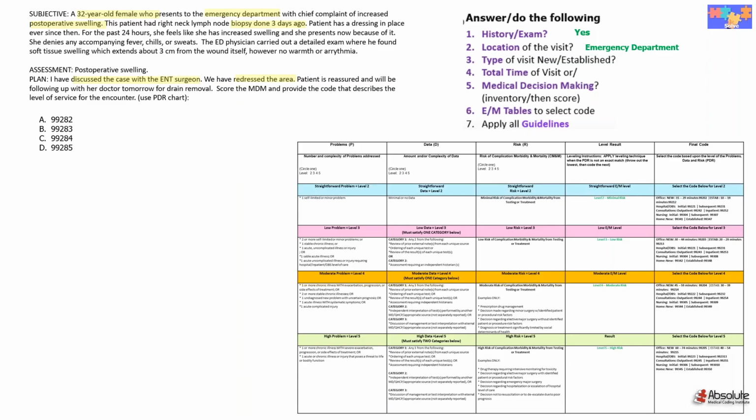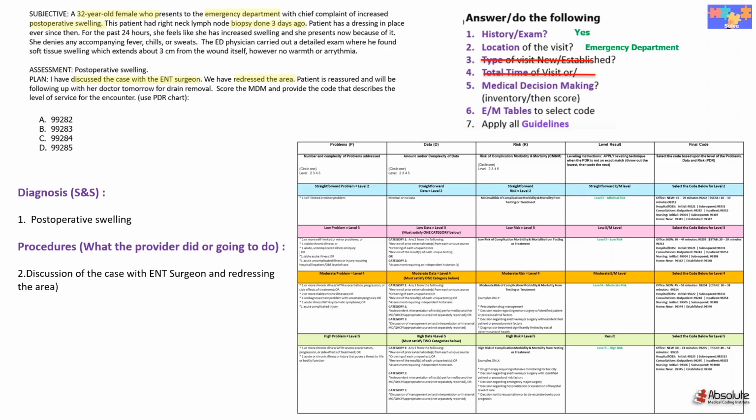And how about the location of the visit? This is an emergency department visit, isn't it? And the type of the visit, whether it's a new patient or established patient, that's not important because it's an emergency department. And the total time of the visit is also not going to play a big role here. So what we are going to do next is inventory and score the MDM table. For that we will be using our PDR chart, and in the diagnosis we have post-operative swelling, and procedure, what the provider did or is going to do.